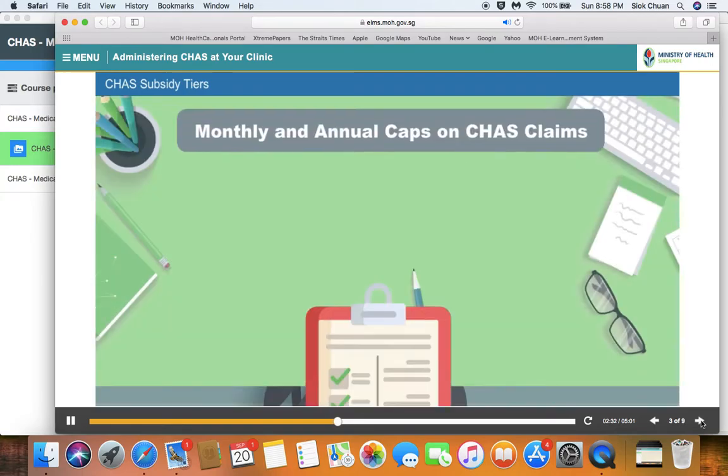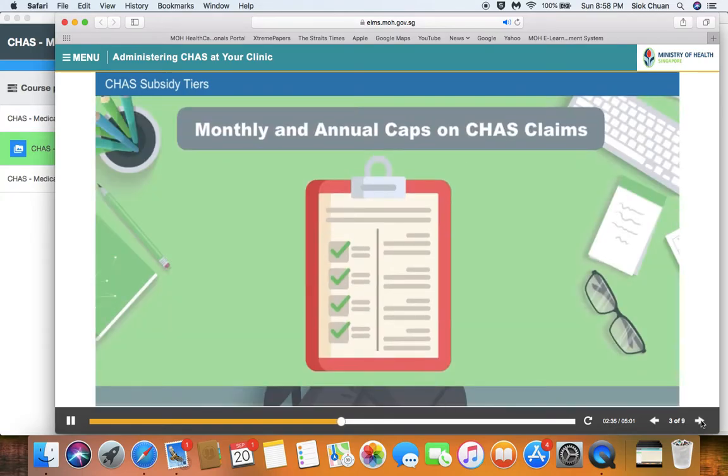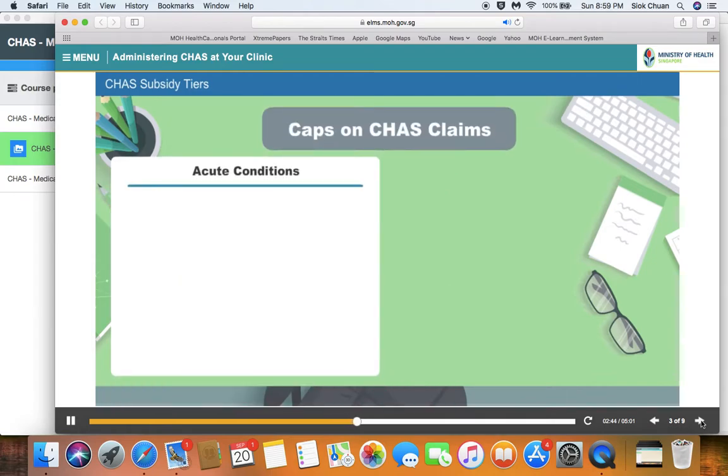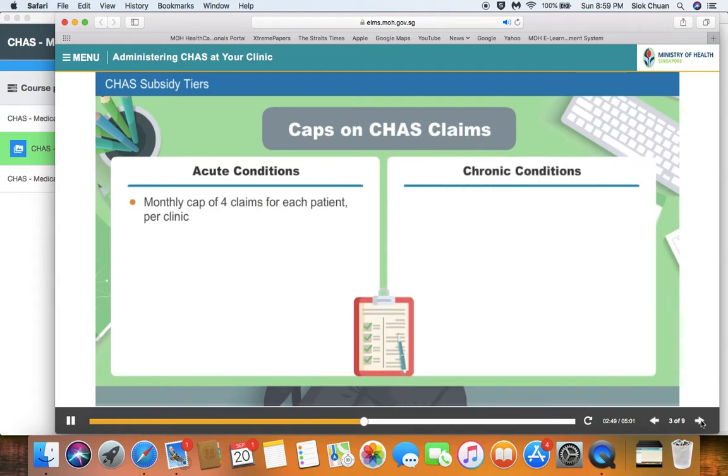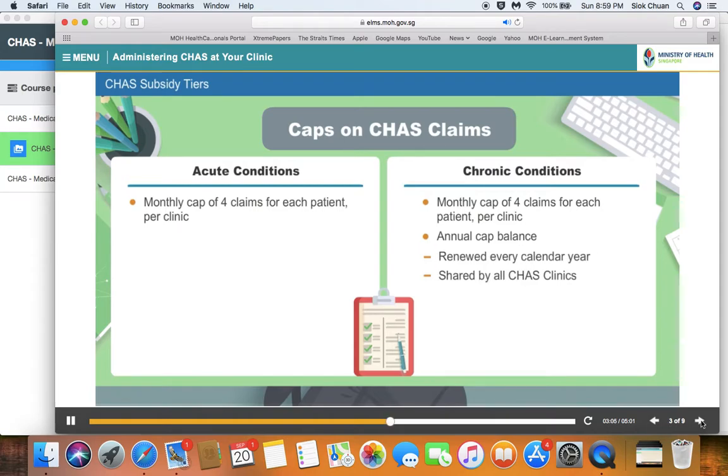There are monthly and annual caps on CHAS claims applicable to all subsidy tiers: CHAS Blue, CHAS Orange, and Pioneer Generation cardholders. For acute claims, each patient is eligible for 4 claims per clinic per month. For chronic claims, there is a monthly cap of 4 claims per patient per clinic, subject to the patient's remaining chronic balance. There is also an annual subsidy balance for claims under chronic conditions. This balance is renewed every calendar year and is shared by all CHAS clinics.